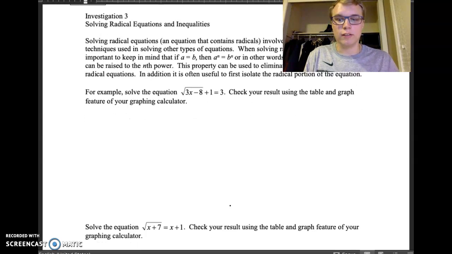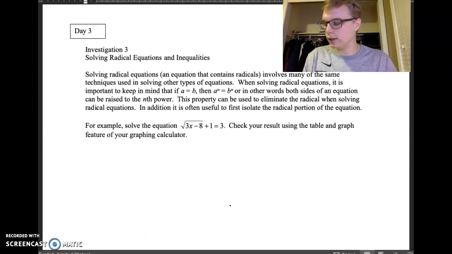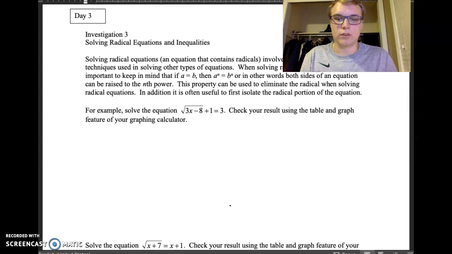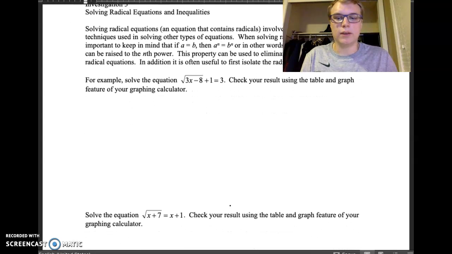For this first investigation, we did the graphic part and the table in class. So what we're going to do now is actually solve, as a way to use the graphs to prove what we did. So for this first one, we have the square root of 3x minus 8 plus 1 equals 3.